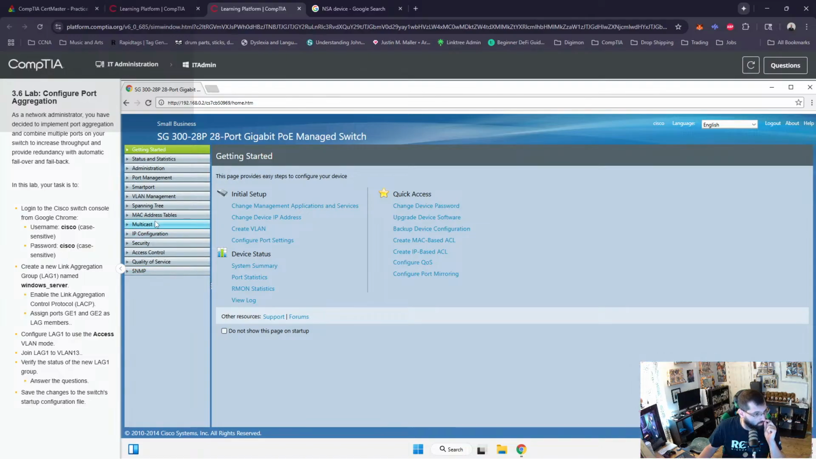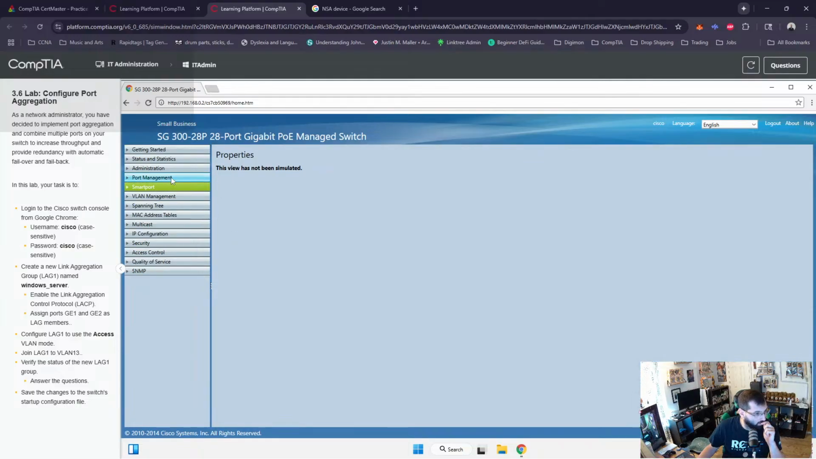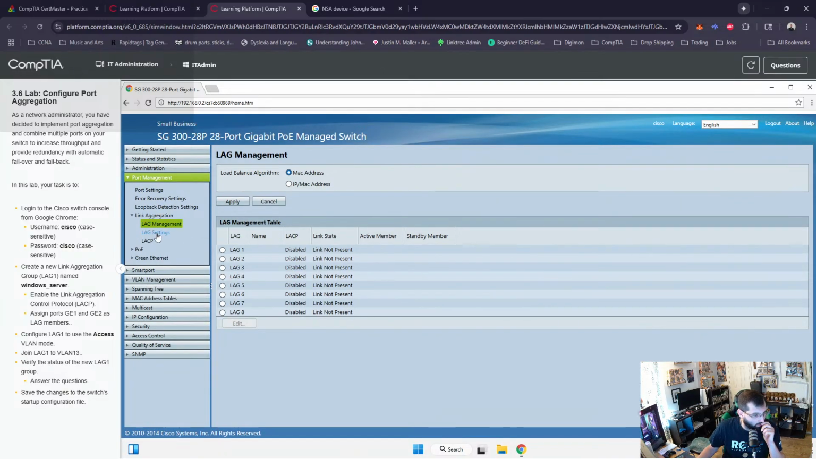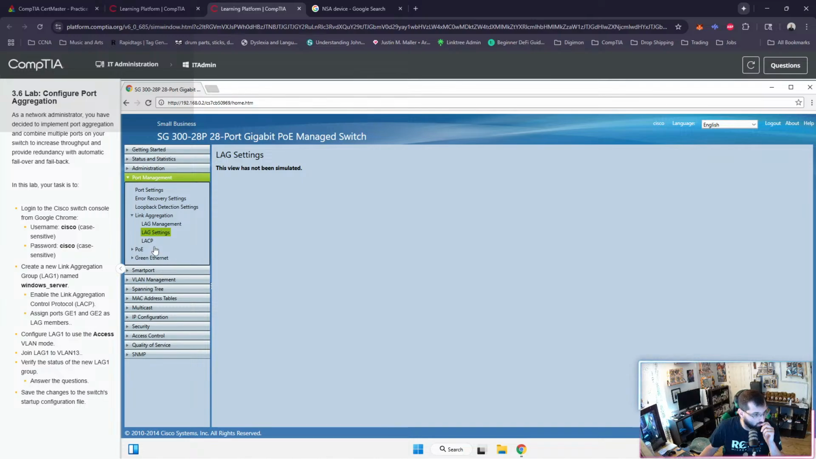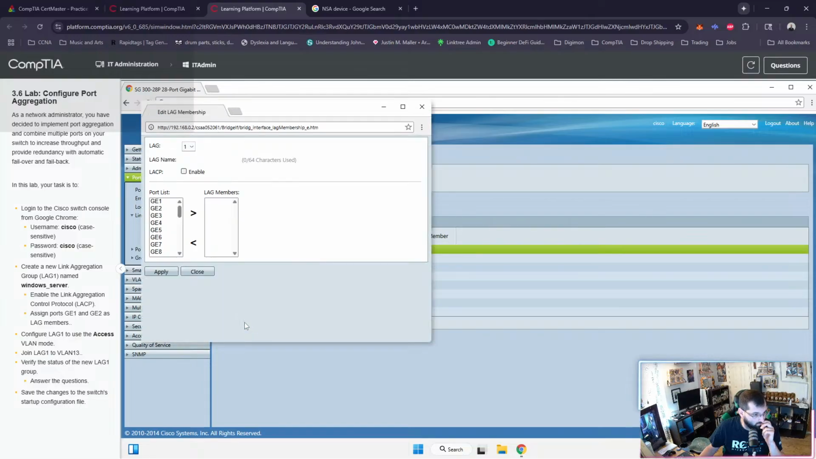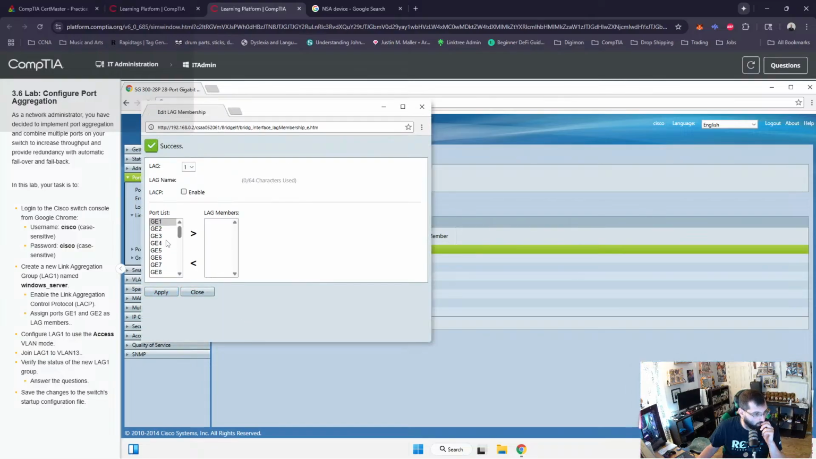So we need to go to Smart Port, was it? No, it's port management. Yes, port management, link aggregation, and we want to go to... crap. No, this is right. Whoa, whoa. Here, enable, and then Windows Server. Okay, apply. So that should be it.